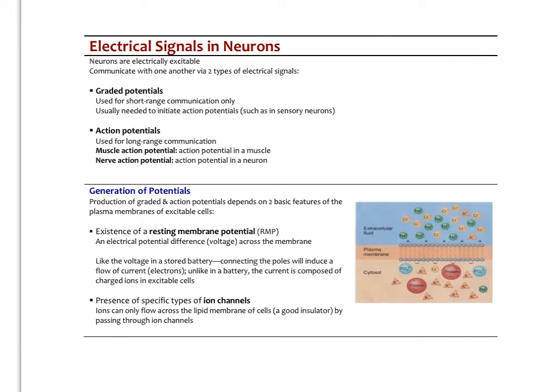So as discussed previously, neurons are electrically excitable and they communicate with one another via two types of electrical signals. Again, we have synapses between neurons, and the majority of those synapses are chemical, so there's neurotransmitters involved as well, and we'll cover all those in a separate lecture. But for the most part, in the dendrites of the neurons, they use graded potentials. This is for short-range communication only, and they're used to initiate action potentials. And then the action potentials will be used for long-range communication.